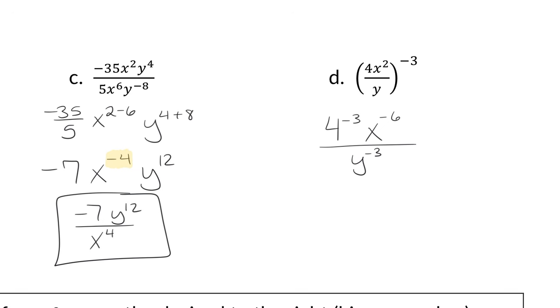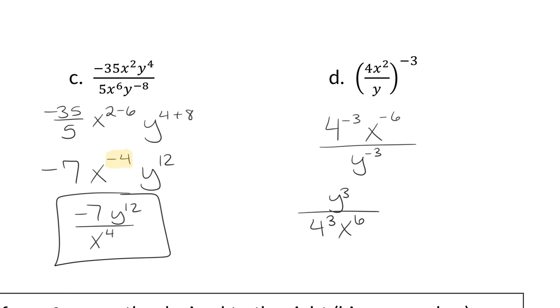So the 4 to the -3, what should happen? And then put it where? In the bottom. So this is going to be 4 to the 3rd power down here. What about the x? Also put it to the bottom because it was negative. What about the y? Put it to the top because it has to switch sides as well.